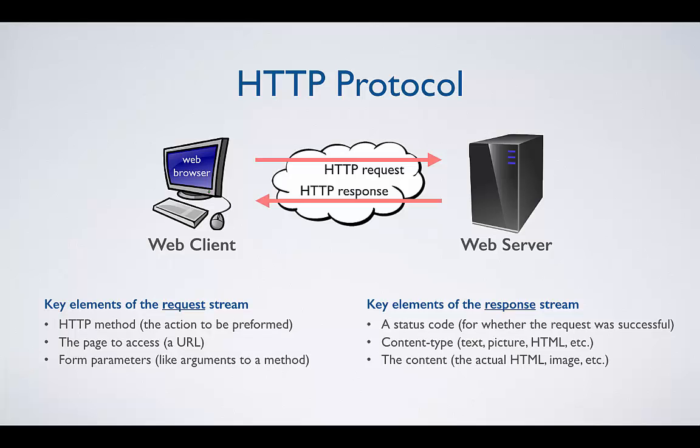The key elements of an HTTP response are a status code telling whether the request was successful or not, the content type telling the browser what kind of information to expect so that the browser can render it properly, and the actual content, like HTML, an image, a PDF, sound file, video, and the list goes on.